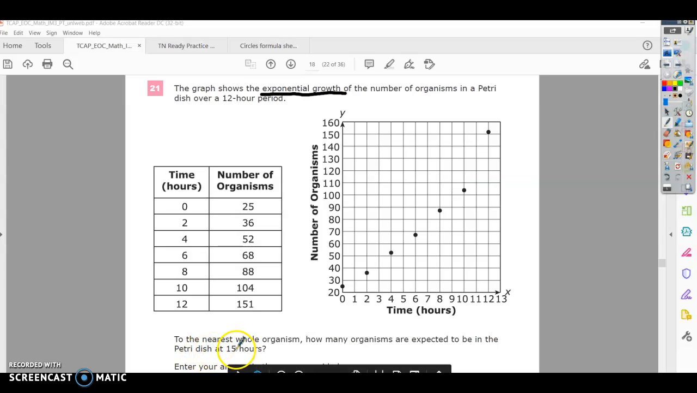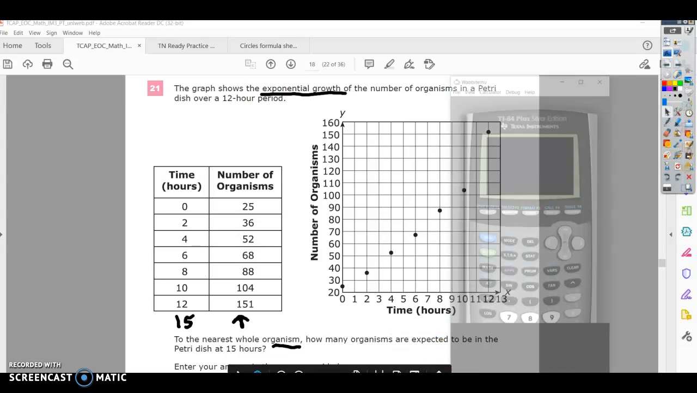To the nearest whole organism, so we're going to round to a whole organism, how many organisms are expected to be in the Petri dish at 15 hours? As you can see, these numbers are going up, so we know whatever 15 is should be larger than 151. All right, so let's use our calculator to determine what this is because it will write a function for us and make it very easy.